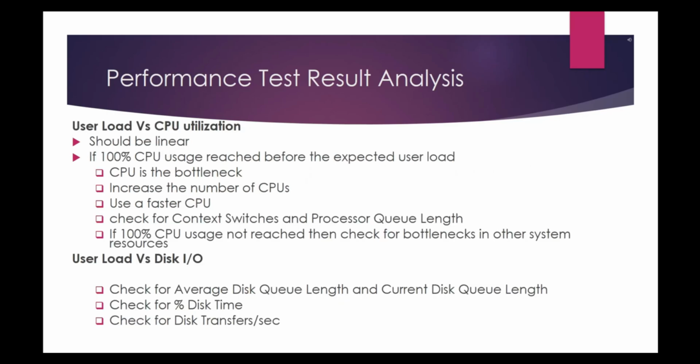Performance test result analysis. User load versus CPU utilization should always be linear. If 100% CPU usage is reached even before the expected user load, then CPU is the bottleneck. To overcome this issue, do a quick check by increasing the number of CPUs or by using a faster CPU. Also check for context switches and processor queue length. If 100% CPU usage is not reached, then check for bottlenecks in other system resources.